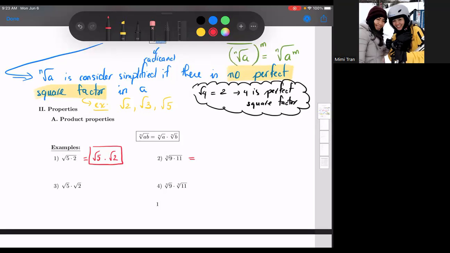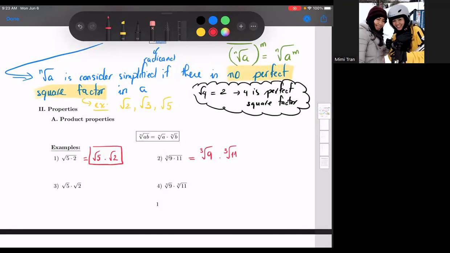Okay. What you guys got? What do you have? Anyone? The cube root of 9. Can you simplify the cube root of 9? Careful. 3 times 3 is 9.